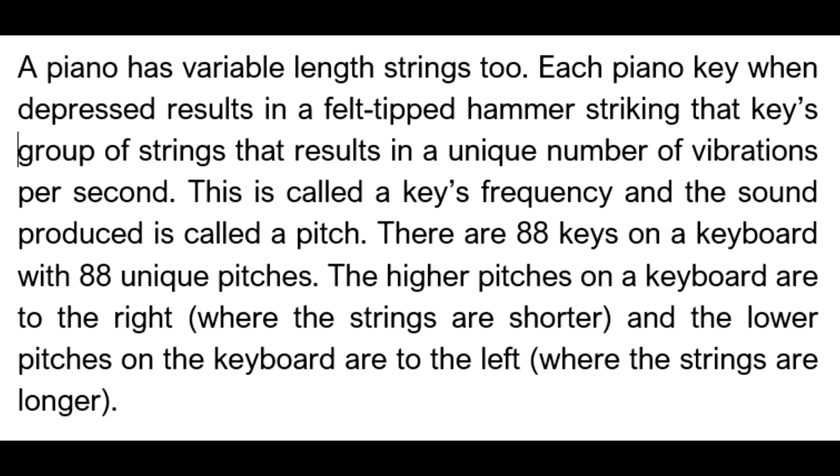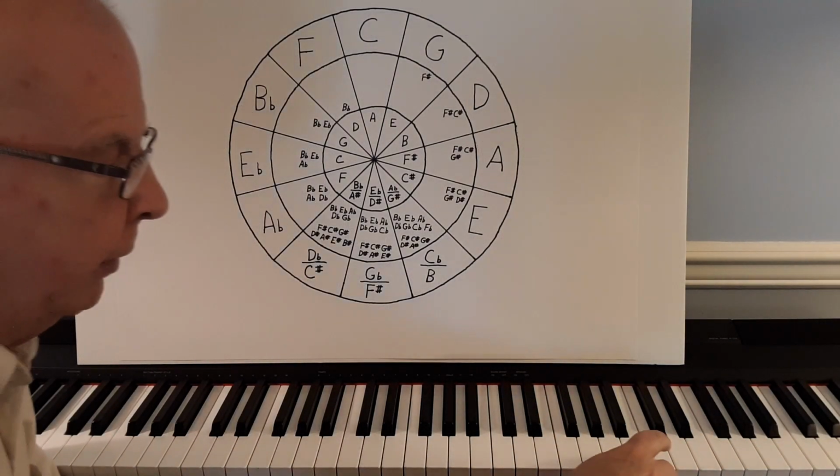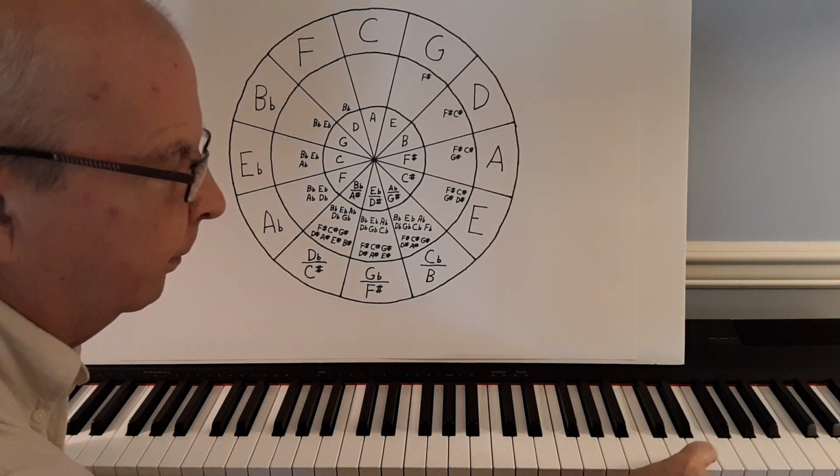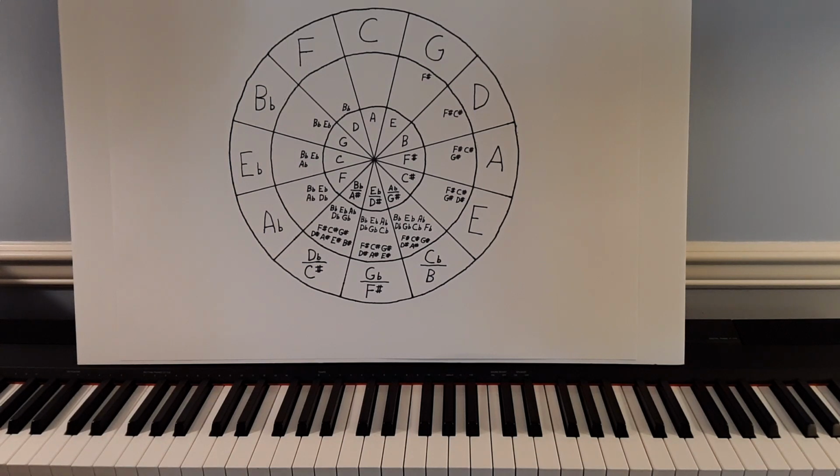The higher pitches on a keyboard are to the right, which is up in this area right here. And we can play some of these notes. And the lower pitches on the keyboard are to the left, where the strings are longer.